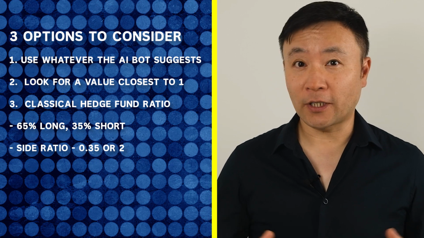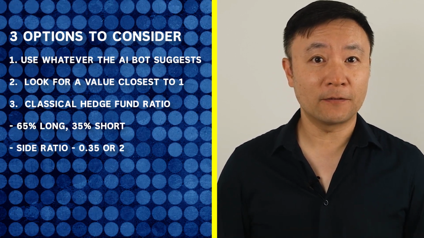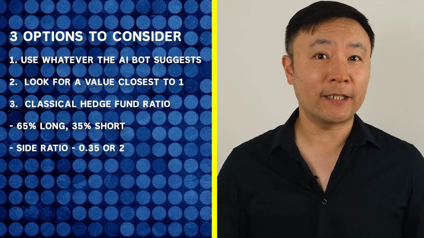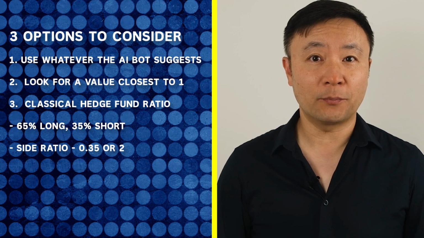Now, whichever option that you choose, make sure you don't choose a pair that has a side ratio above 2. And this means that there is a heavy weighting on the first stock and could potentially lead to a directional position. More importantly, it will remove the hedging advantages of pair trading.